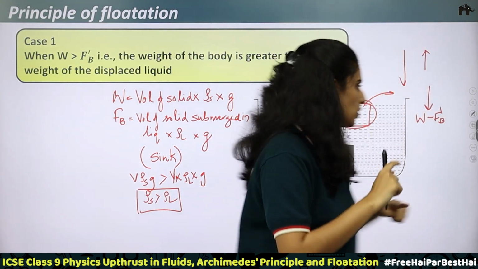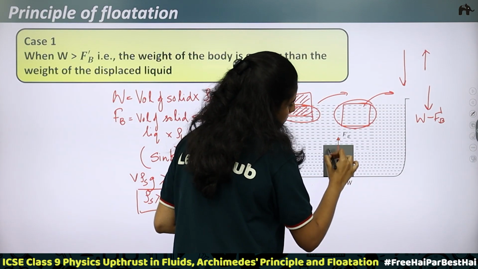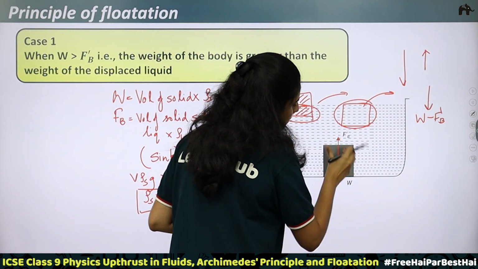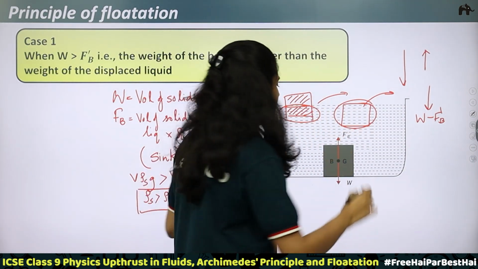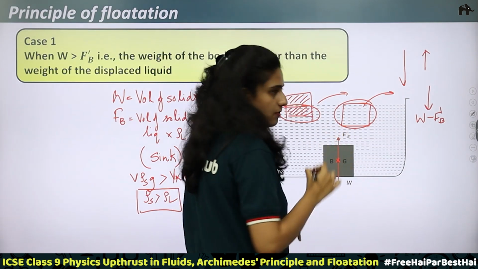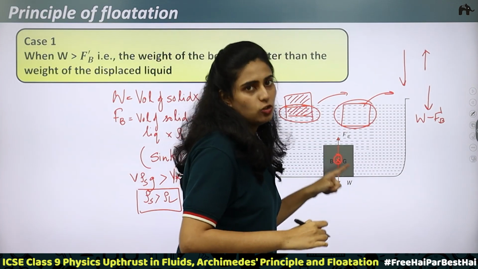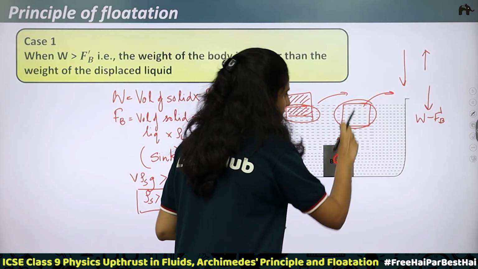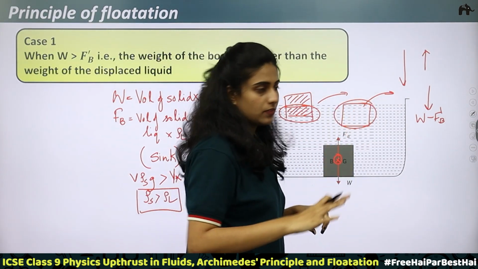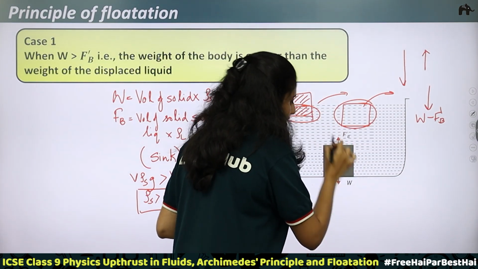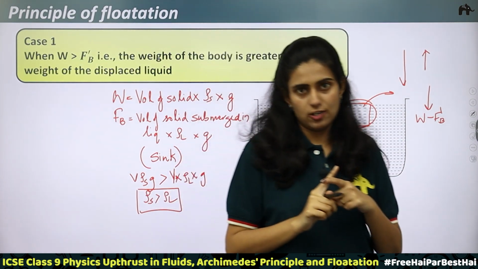Now one more thing. You can see that in this case the object is completely inside water. Then the center of gravity G and the center of buoyancy B will coincide. If the body is completely inside water, center of gravity and center of buoyancy will coincide.